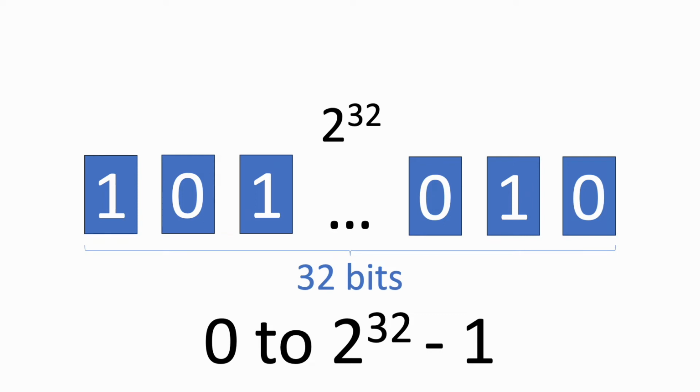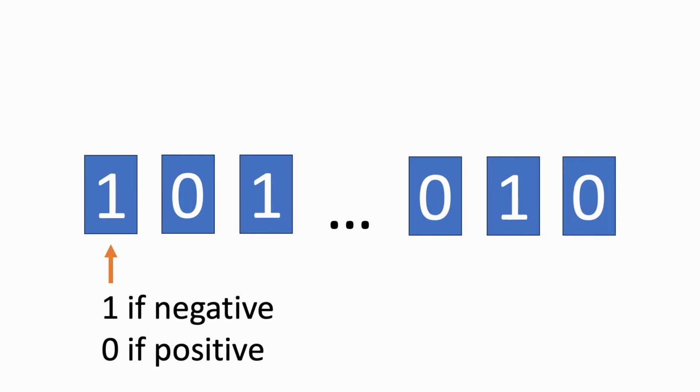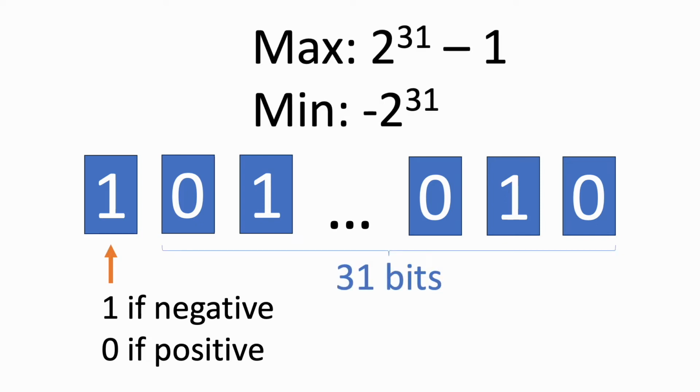However, this only applies to unsigned integers, which means only 0 and positive numbers. If we wanted to include negative numbers, we'd have to use signed integers. With signed integers, the leftmost bit indicates the sign of the number, so it'll be 1 if the number is negative, and 0 if it's positive. This means that we only have 31 bits left to work with, so the maximum integer is 2 to the 31st power minus 1, and the minimum turns out to be negative 2 to the 31st power.